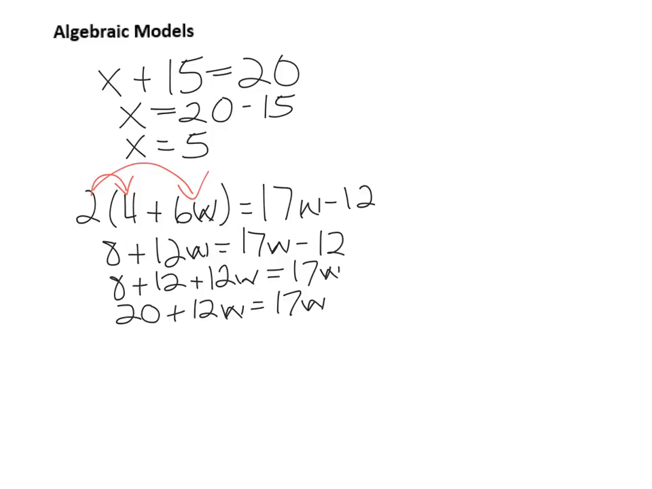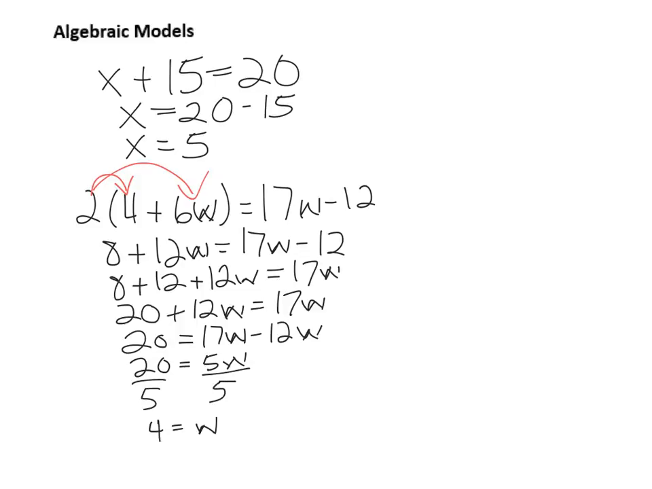Okay, so now if I want to get all the variables on the right-hand side, I'm going to have to subtract 12w from both sides, so I get 20, and I subtracted 12w from that side, so it's 0, so 20 equals 17w minus 12w, and I get 20 equals 5w, and now I need to divide both sides by 5 so I can isolate w, so I divide by 5, and I get 4 equals w. Okay, so that was a little more advanced question that mixed together a few things that you need to know how to do.